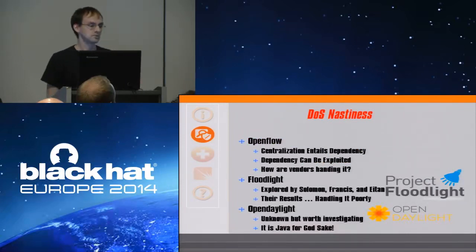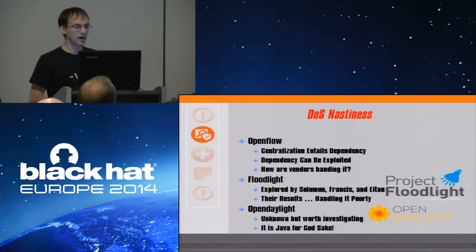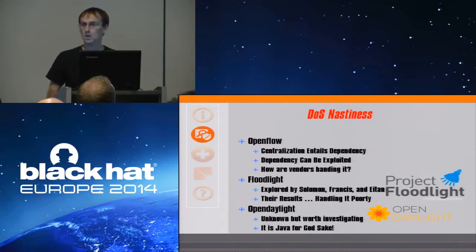Centralization entails dependency, and dependency can be exploited. So if we know that we're all going to have a problem with this, we're going to have to address it, and it's important to look at how our vendors are handling it. Floodlight was explored by Solomon, Francis, and Etan. They did a study, and what they did and the results are on SlideShare.